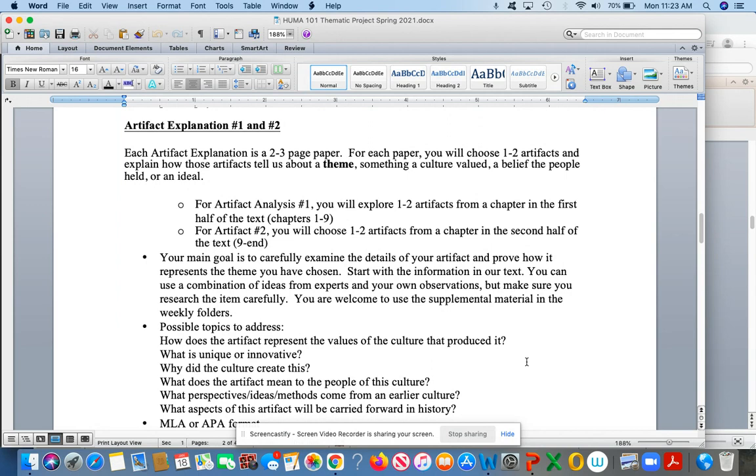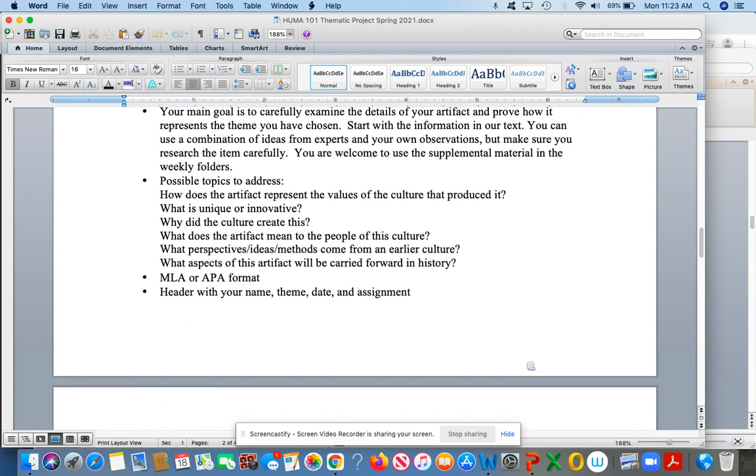So you're doing a little investigation. I recommend starting with information in our text. You can use a combination of ideas from experts and your own observations, but make sure you research the item carefully. Really make sure that you understand who made it, why it was important, what it meant to the culture. So that's probably the number one thing. So these are little research papers. You're welcome to use supplemental material that I'm providing in the weekly folders. I've actually put the folders together with this project in mind, so they'll be looking at artifacts and trying to explain them in the videos and the articles that I'm giving you in the weekly folders. So feel free to plunder those.